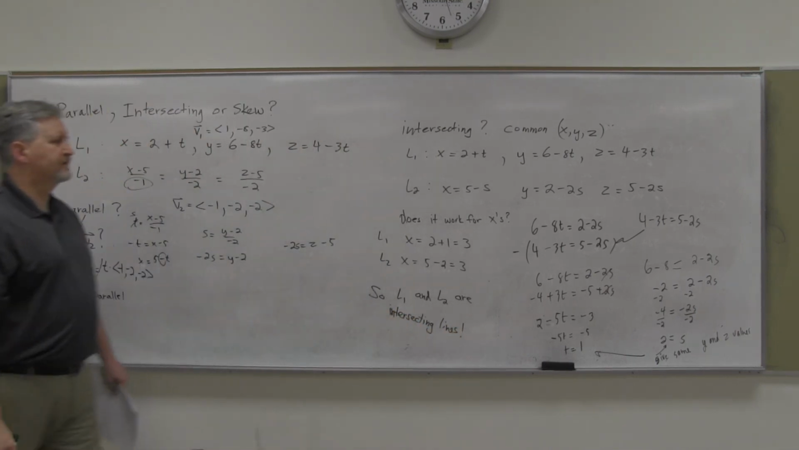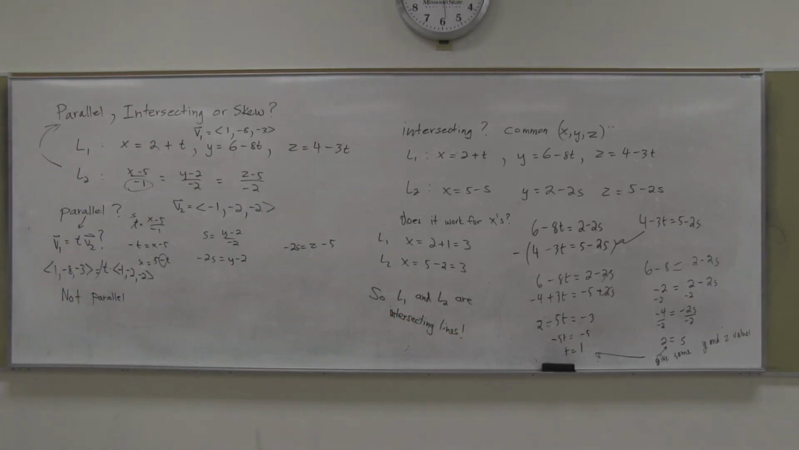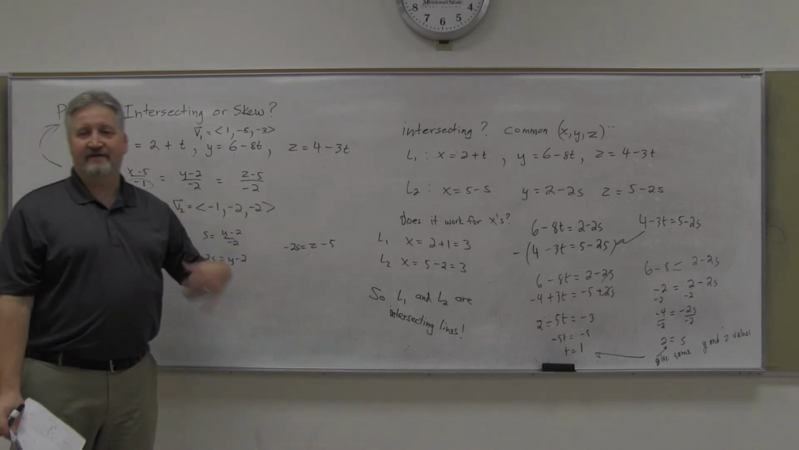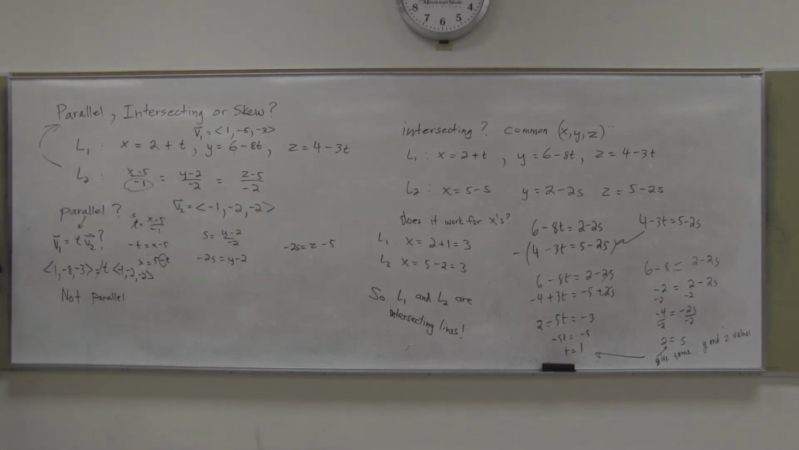So, we said parallel is a whole lot easier than intersecting. And then the skew one is an easy one too, because if they're not parallel and they're not intersecting, then it's skew. So that's how you tell if it's skew or not. That's the only other option. It's got to be one of those three.